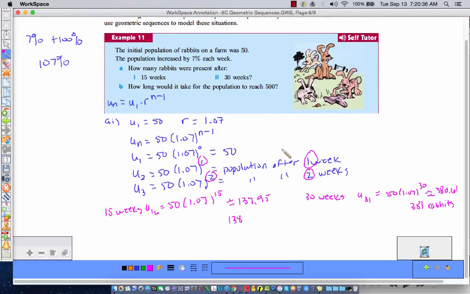Let me scroll down for part B. Where do I have some room? I'll do part B over here. So part B, I need to take a look at 500 equal to my general term, which is 50 times 1.07 to the n minus 1 power. And I can solve that using logarithms. I can do trial and error, or I can find the point of intersection on my calculator, which I'm going to choose to do.